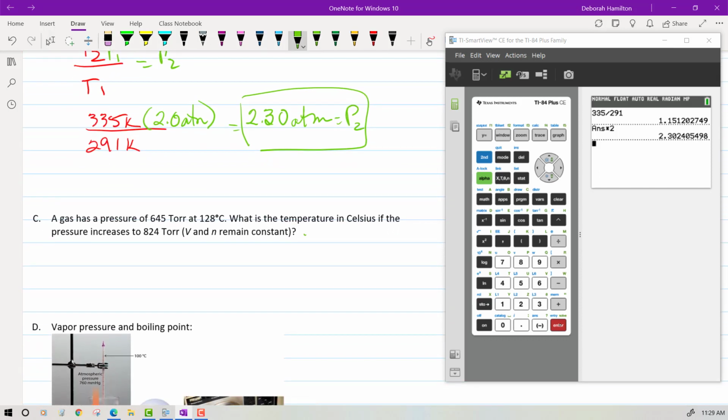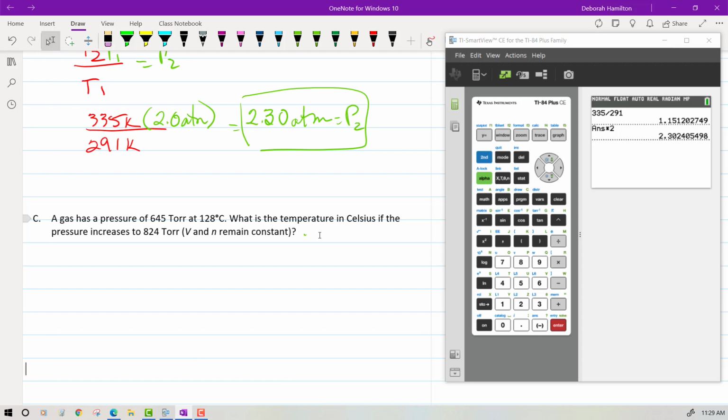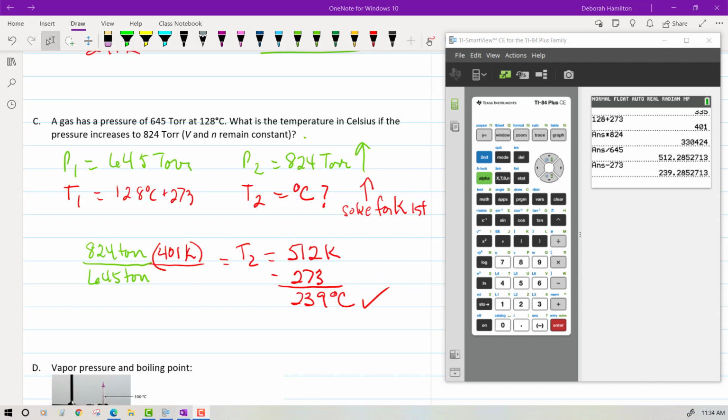This is in torr, but that doesn't make it any harder or different. It's just using a different pressure unit, and we can still solve it the same way, because the pressure units are going to cancel. So take a moment, you try this problem, come back and check your setup and your solution.